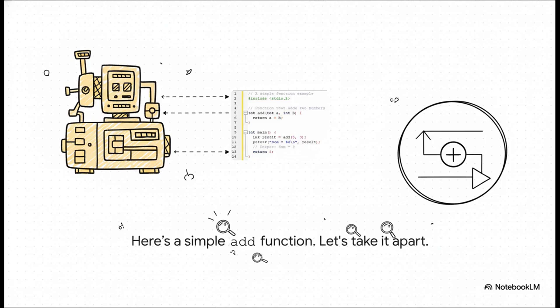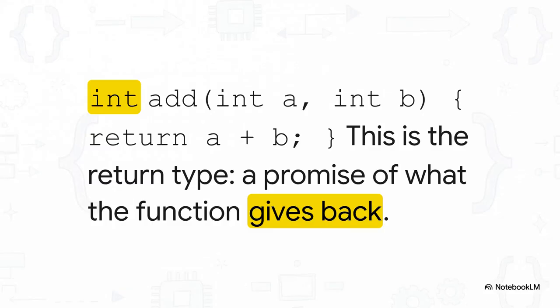Let's pull it apart. The very first thing you see right at the beginning is the word int. That's the return type. You can think of it as a promise the function makes to the rest of the program. It's promising what kind of data it's going to send back once it's finished its job. In this case, our add function promises it's going to return an integer.